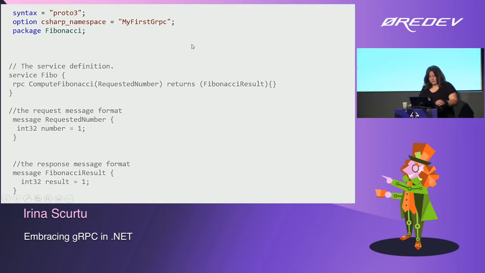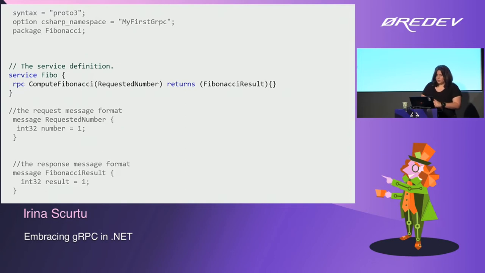I'm not going to try it because I'm not going to do it well. You need to specify what's the package that will be generated, the namespace. Afterwards, you will need to specify what are the operations that you want to expose with your gRPC service.